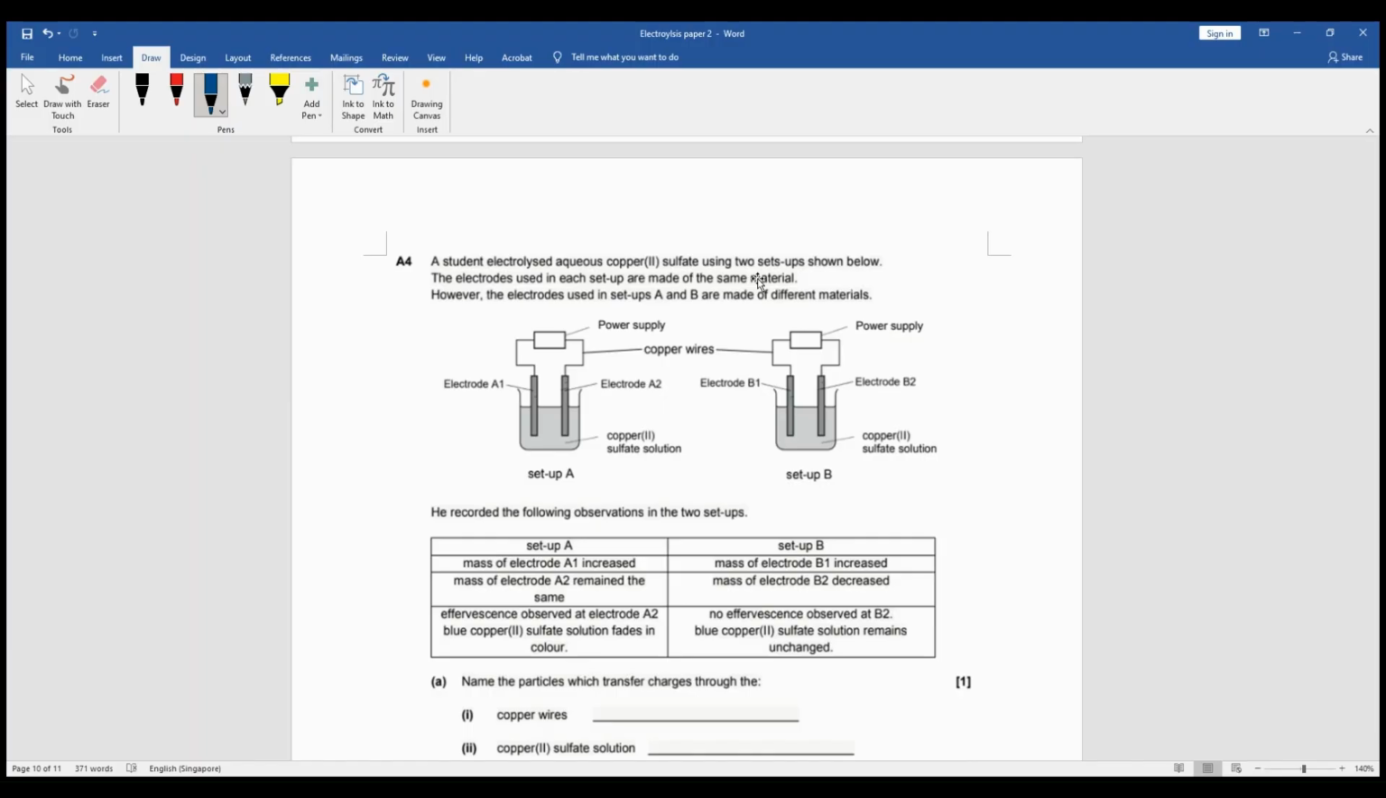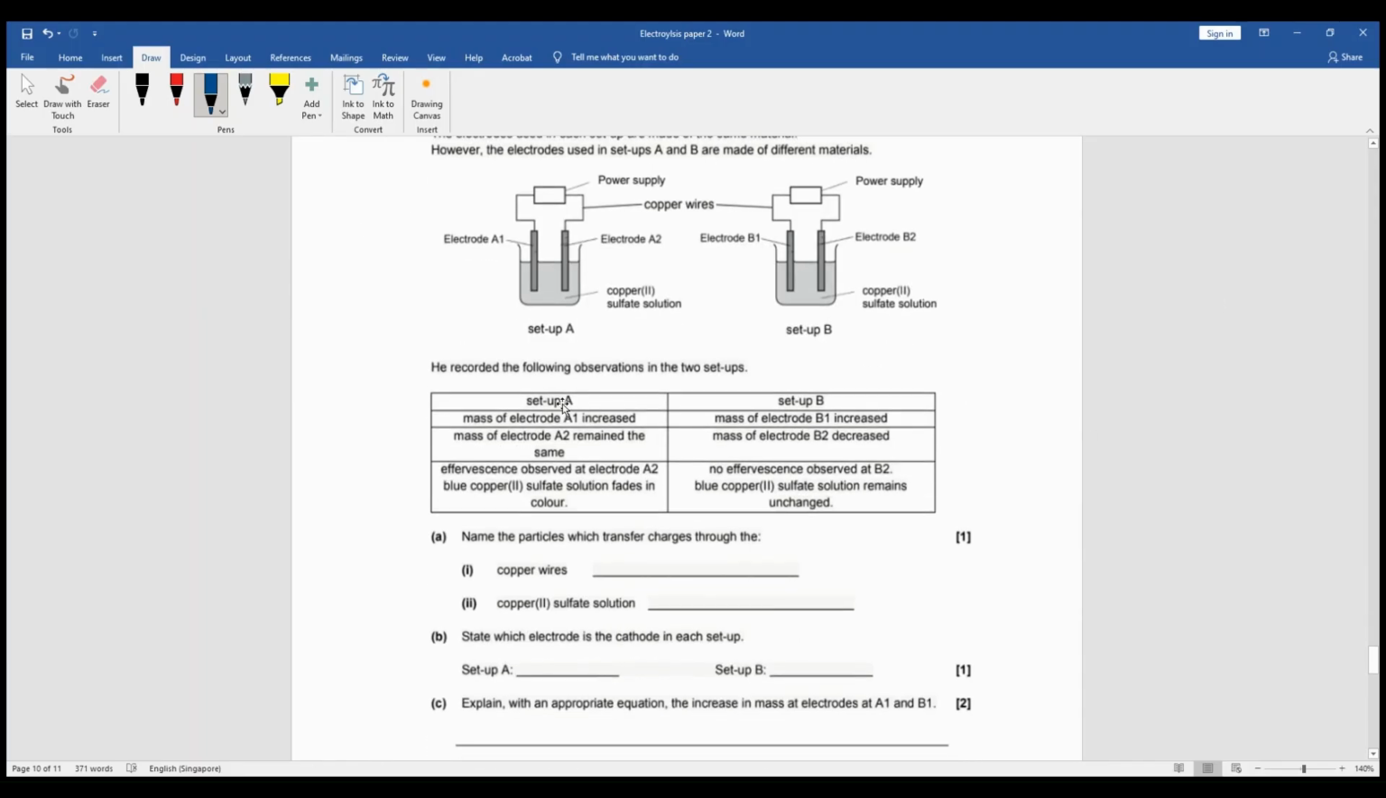Name the particles which transfer charges through the copper wire. Oh, this is so simple. This is something very basic that I think I repeated so many times. So what are the particles that go through the wires? Electrons. What is it through the solution? It is going to be ions. Don't need to specify which ions.